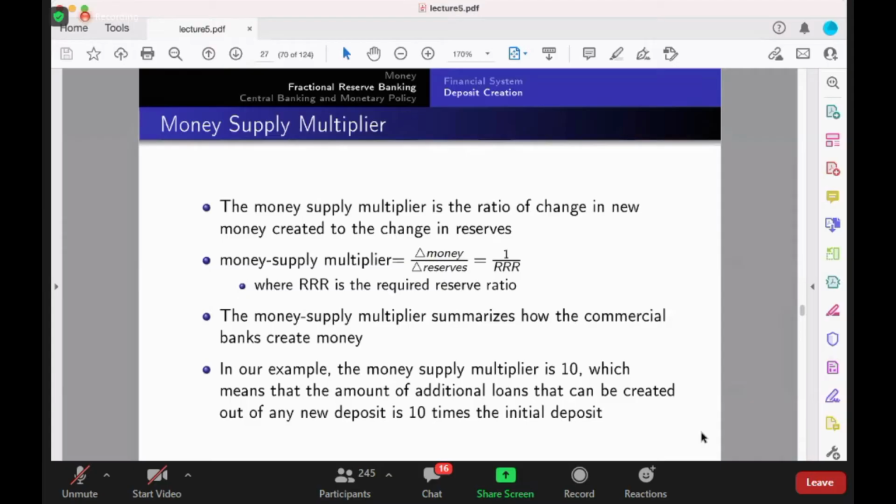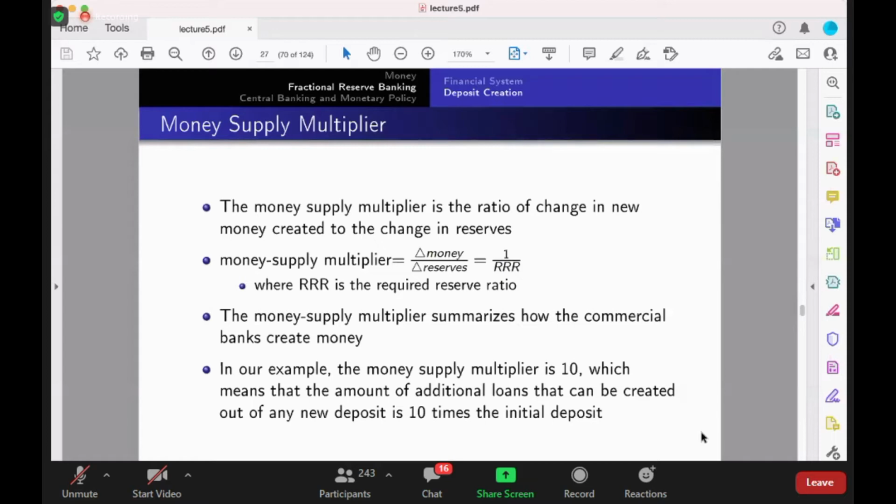The money multiplier is the ratio of the change in money created divided by the change in reserves. It is simple. It is just 1 divided by the required reserve ratio. The required reserve ratio was 10%, 0.1.